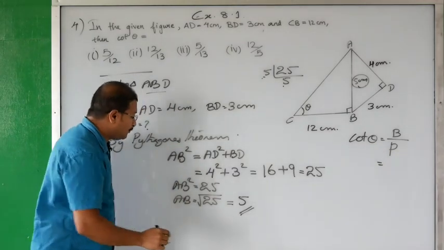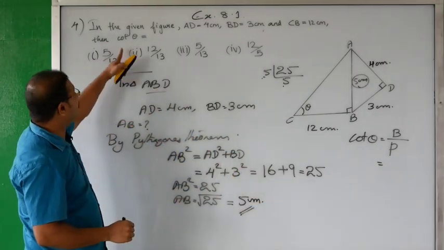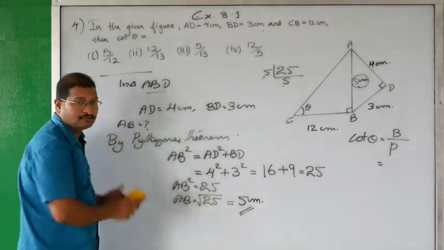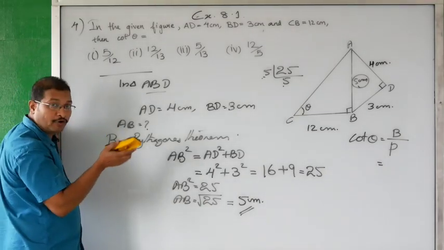Ready? Now, 5 centimeter. Now, what do we actually want? We want to find the value of cot theta. Cot theta means, I think I need to rub it. Okay, so I'm going to write the balance.